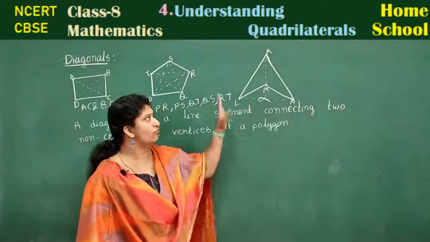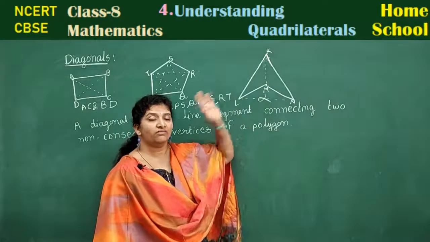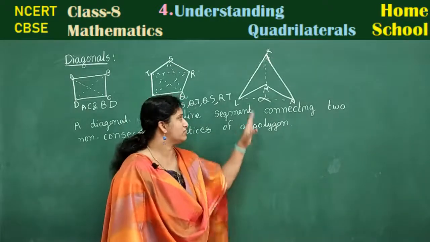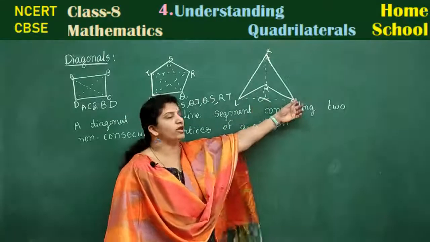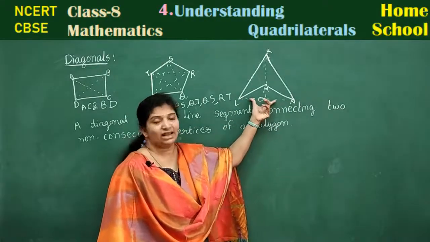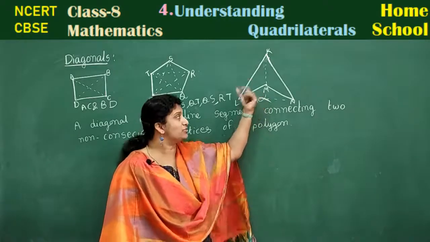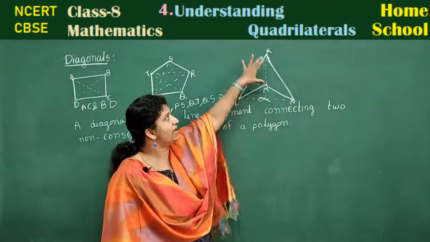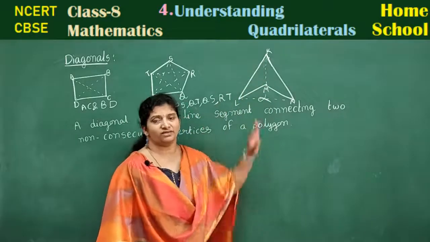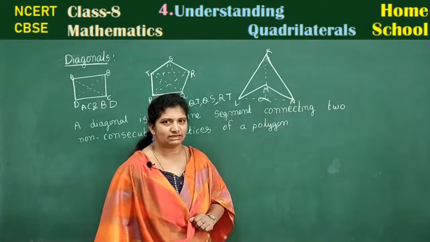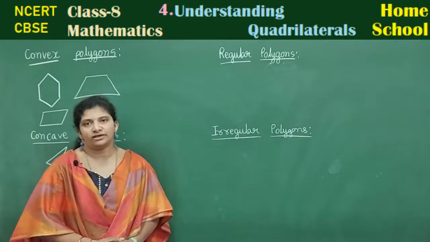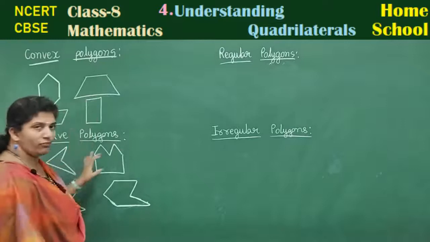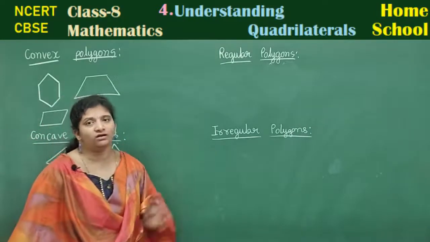So as it has 4 sides, a diagonal is a line segment connecting non-consecutive vertices of a polygon. Though if you join non-consecutive vertices, if the line segment is outside the polygon, I cannot consider it a diagonal. I may consider KM as a diagonal for this polygon. Okay, is it clear? Let's see the types of polygons. We can classify them as convex polygons, concave polygons, regular polygons, and irregular polygons.